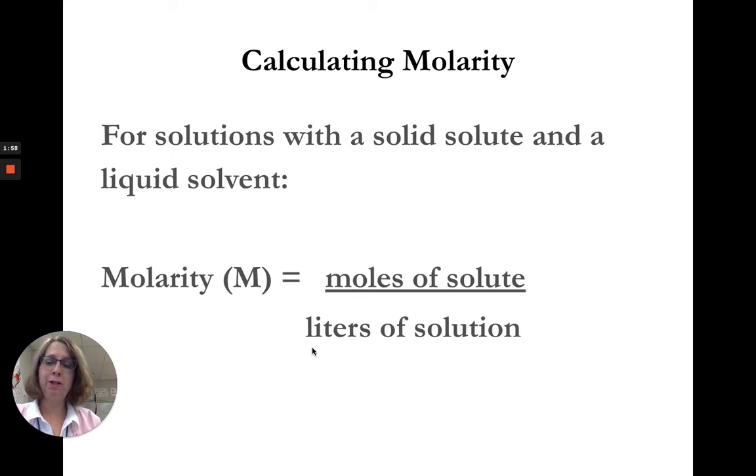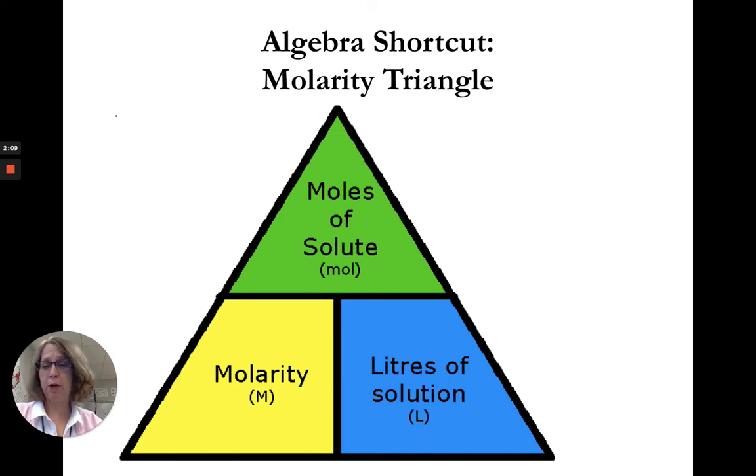I'm going to show you a little algebraic shortcut for this particular equation of molarity equals moles over liters that you may want to write down. It's called a molarity triangle. So this is the algebra shortcut to help you solve. It's called the molarity triangle.